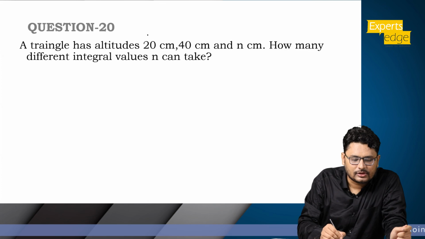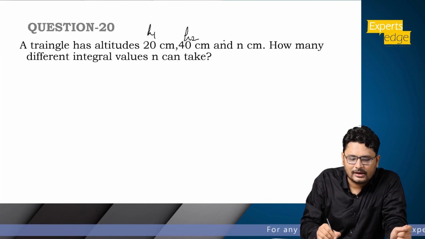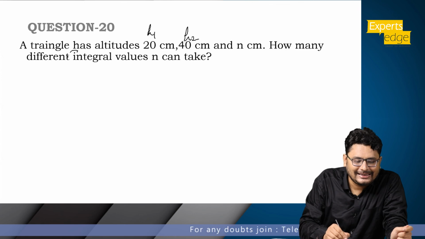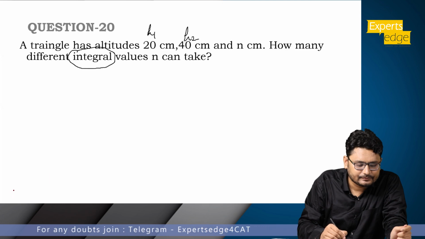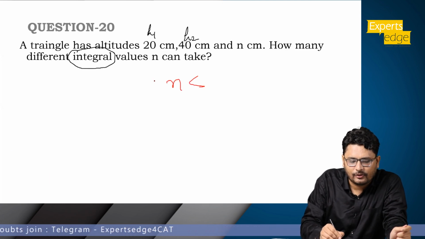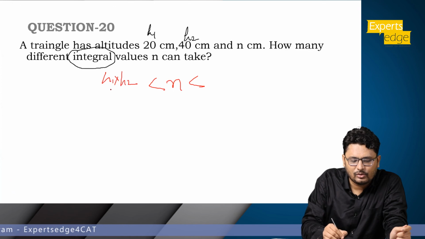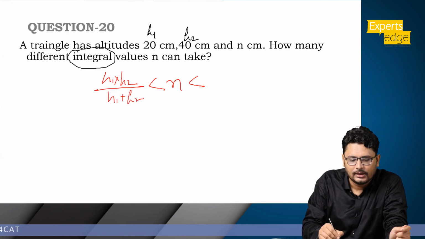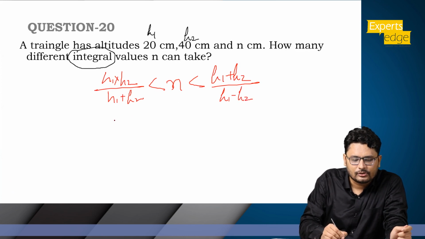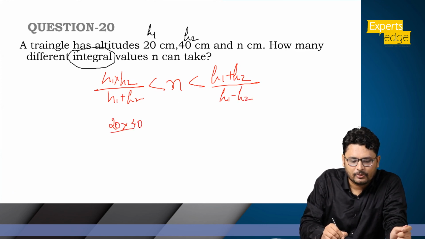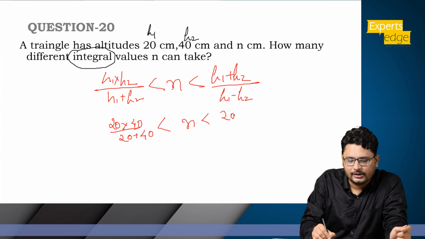So two heights are given. This will be my height 1, this will be height 2, and n is height 3. So how many different integral values? That means it should not be in decimals. So what will be the range of n? Let me write the formula again first. Height 1 into height 2 upon height 1 plus height 2, and height 1 into height 2 upon height 1 minus height 2. Now just plug in the numbers. So 20 into 40 upon 20 plus 40, and 20 into 40 upon 40 minus 20.